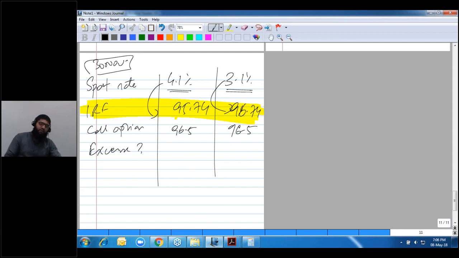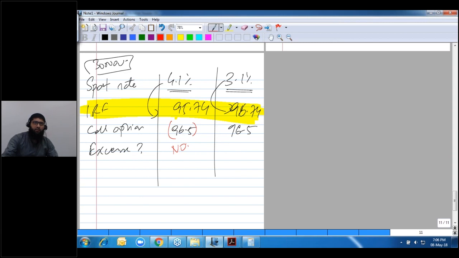So on 30th November, the interest rate futures for December are trading at 95.74 when the interest rates have gone up by 0.5%. They're trading at 96.74 when the interest rates have gone down by 0.5%. And we've got a call option. That means we can buy at 96.5. So if we exercise this option, we buy at 96.5 and we sell at 95.74. Is it worth doing? The answer is no. So we're not going to exercise.